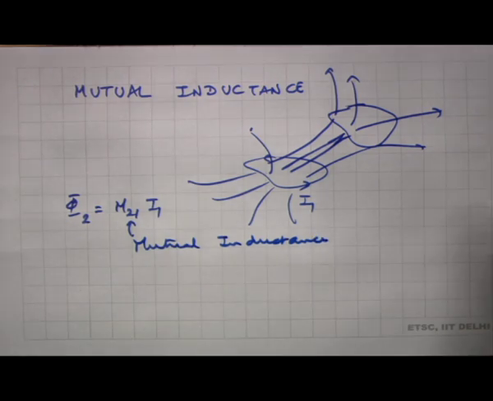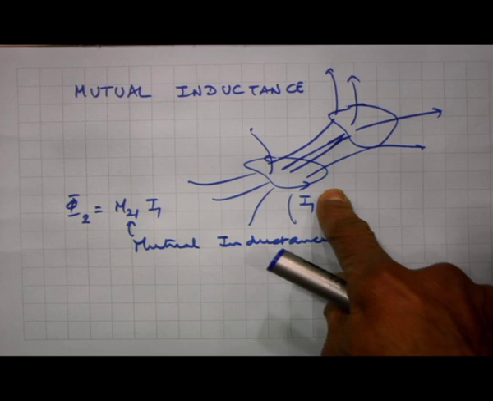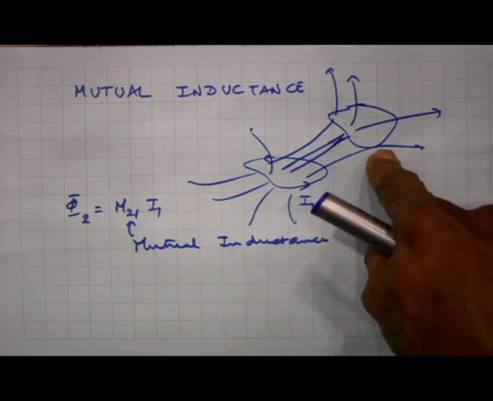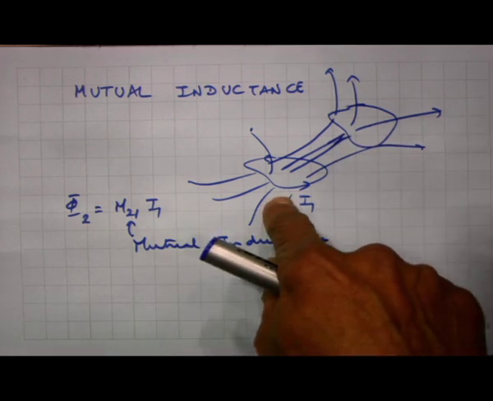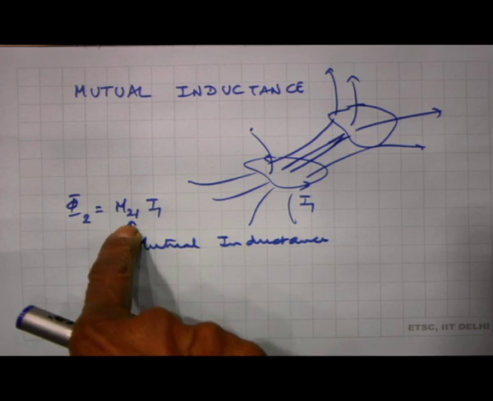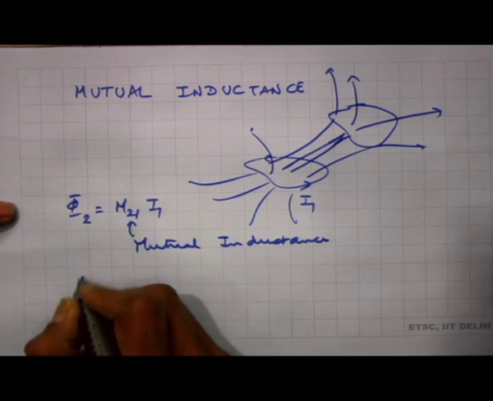So, when two conducting loops lie close to each other, a current propagating in one of the loops induces flux through the second loop, and that flux is proportional to the current passing through the first loop. That proportionality constant is called the mutual inductance. In fact, I also showed you that M21 is equal to M12.